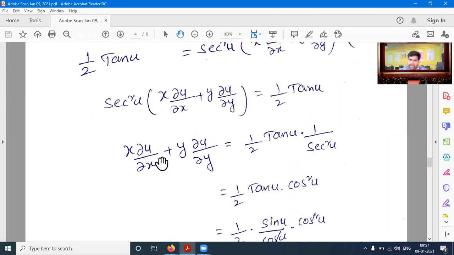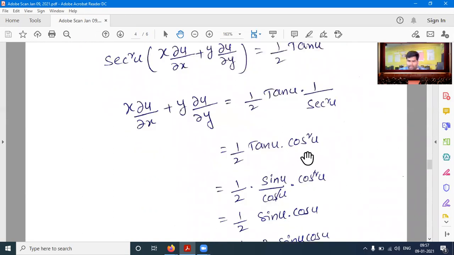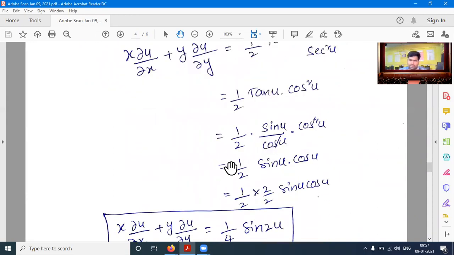So x·∂u/∂x plus y·∂u/∂y is equal to 1/2 tan u, and if you send sec²u to the right side, that is 1/sec²u. You can write it in the numerator, same as the previous problem. That is equal to 1/2 sin u cos u. Okay, the cos²u gets cancelled, giving 1/2 sin u cos u.